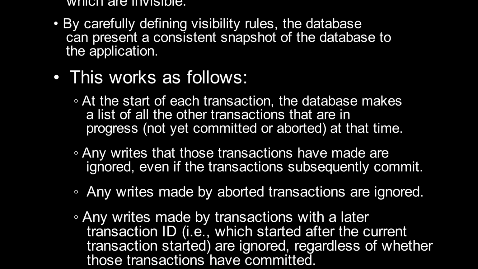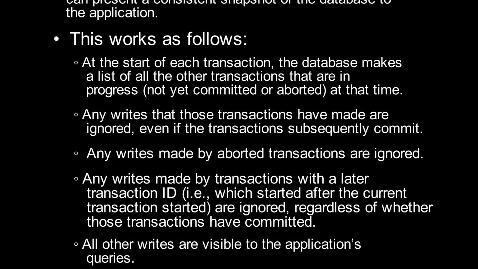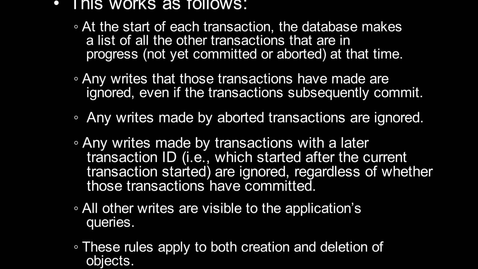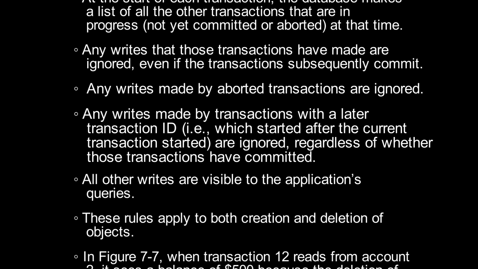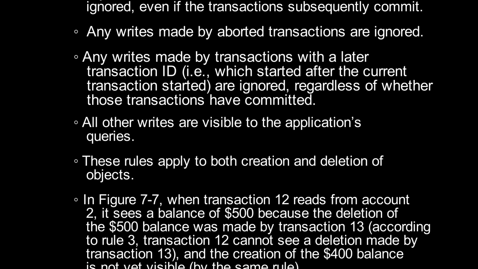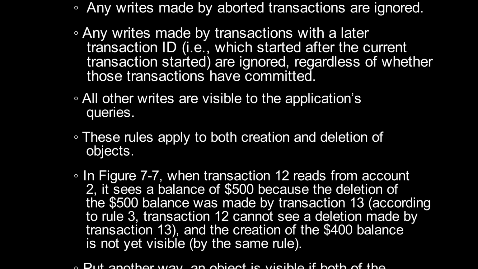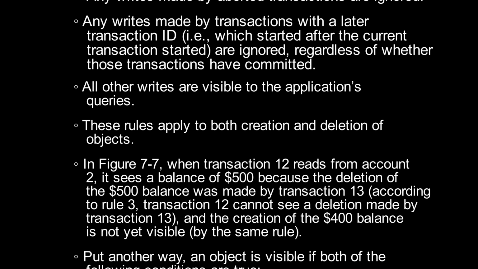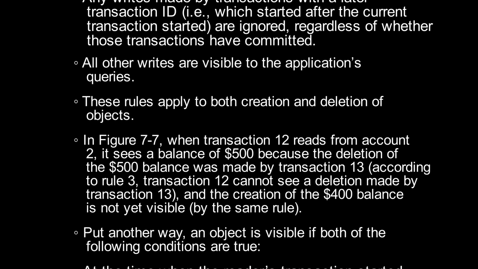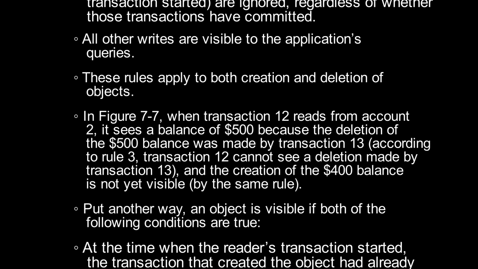Any writes made by aborted transactions are ignored. Any writes made by transactions with a later transaction ID, i.e. which started after the current transaction started, are ignored, regardless of whether those transactions have committed. All other writes are visible to the application's queries. These rules apply to both creation and deletion of objects. In Figure 7-7, when Transaction 12 reads from Account 2, it sees a balance of $500 because the deletion of the $500 balance was made by Transaction 13, according to Rule 3. Transaction 12 cannot see a deletion made by Transaction 13, and the creation of the $400 balance is not yet visible by the same rule.